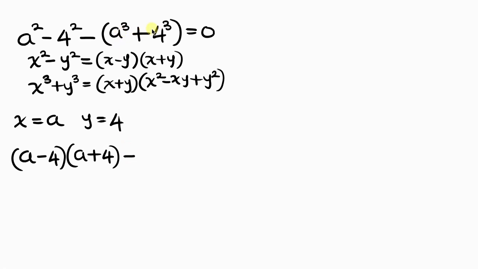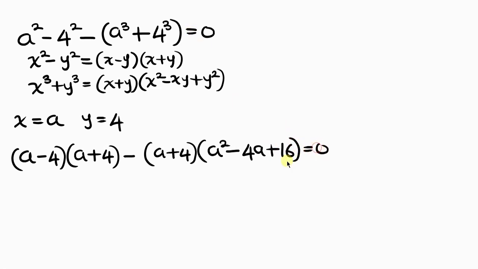Minus the same thing. This is sum of two cubes. Remember, our x is a and our y is 4. So we have x plus y, which is a plus 4, times x squared, which is a squared, minus xy. So minus xy means a times 4, which gives 4a. And then plus y squared. Y squared is 4 squared, which is 16. So plus 16. And this is equal to 0.